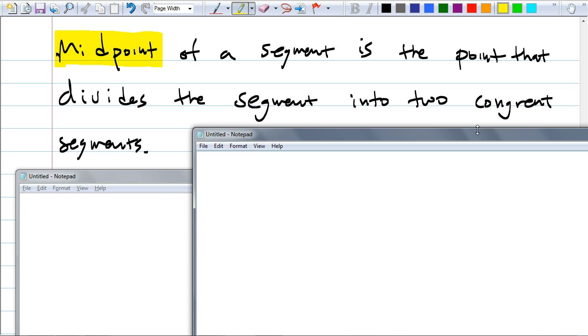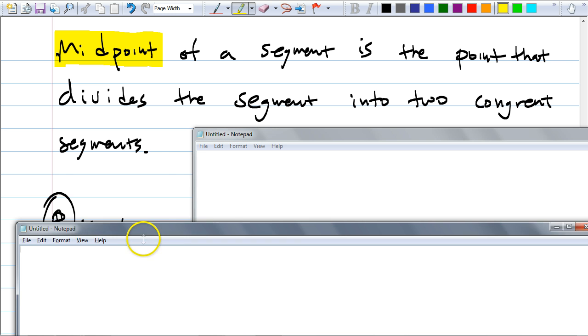A midpoint of a segment is the point that divides the segment into two congruent segments. Notice how they're using congruence so fast now. Now that we have defined what congruent means, we're using this word that we just defined in a definition of midpoint. So a midpoint of a segment is a point that divides the segment into two congruent pieces. Basically, it's the point in the middle of the segment, right?